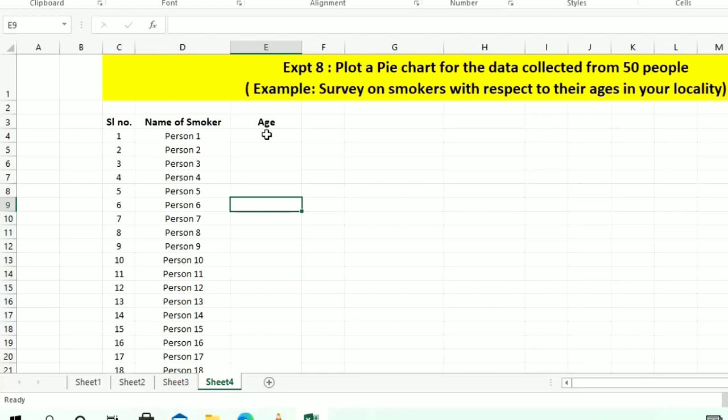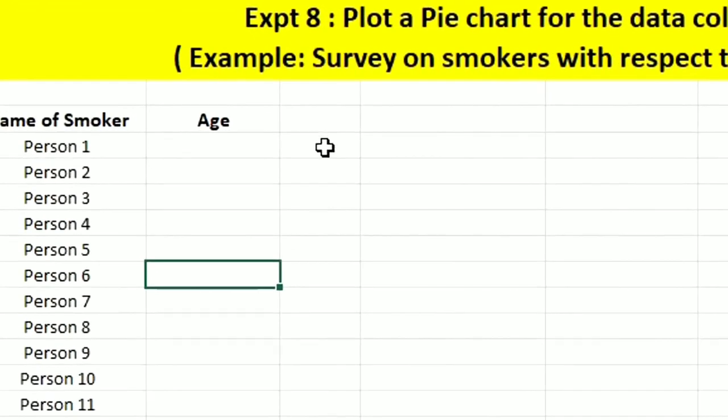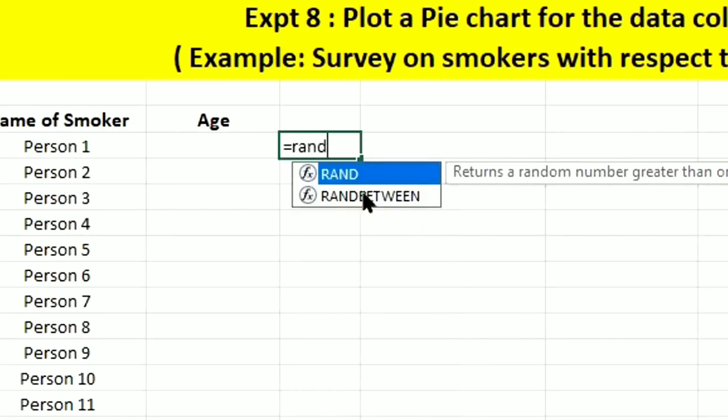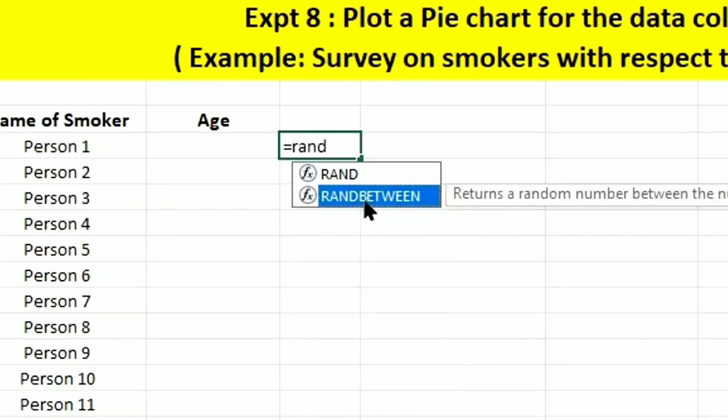Okay, if I type the random between formula in this age column, what will happen? After this, in all the operations we are going to do in this experiment, that age is going to change. So to avoid that change, beside that age column I am going to type equals RANDBETWEEN. Here you will get it, double click on it.